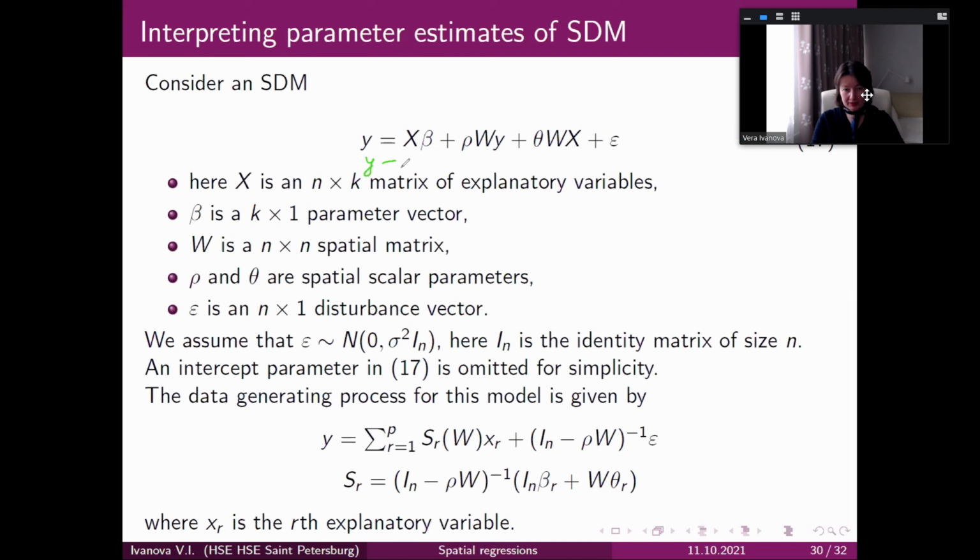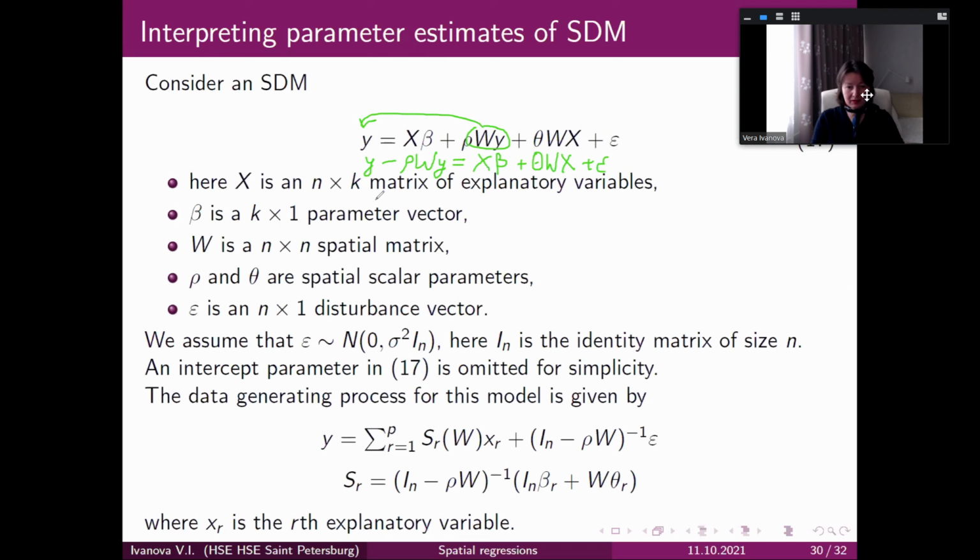Y minus rho Wy is equal to X beta plus theta WX plus epsilon. That is, we have moved this term to this side.